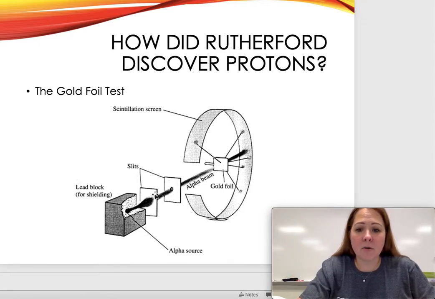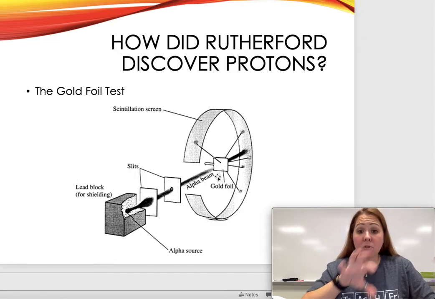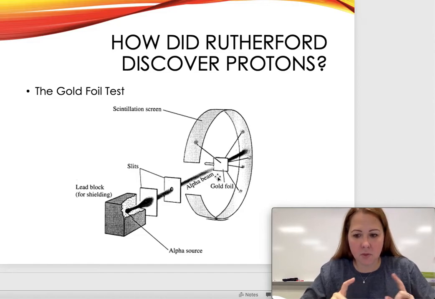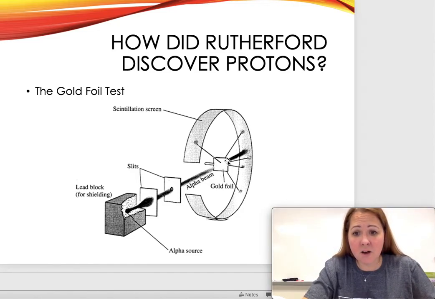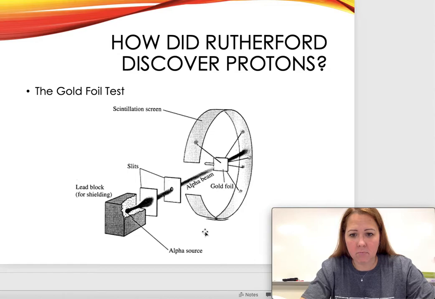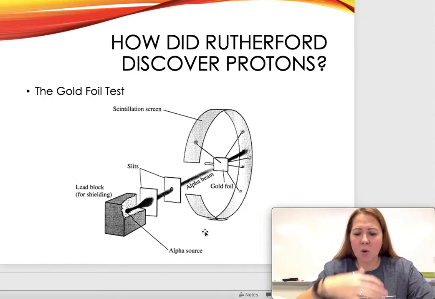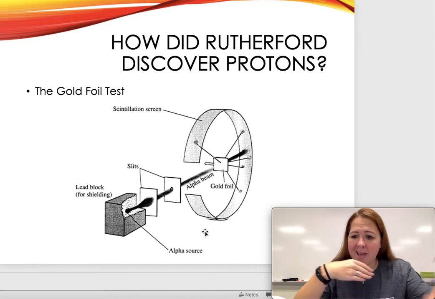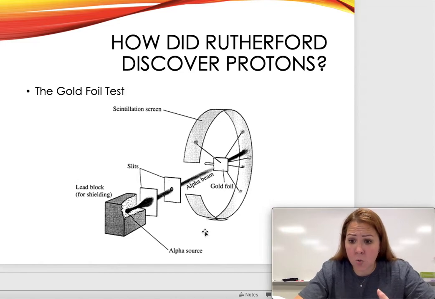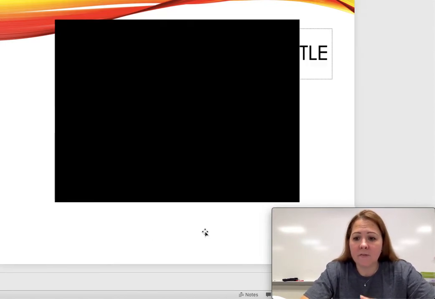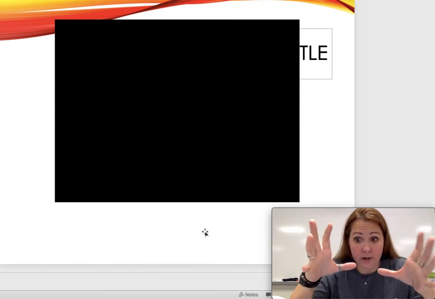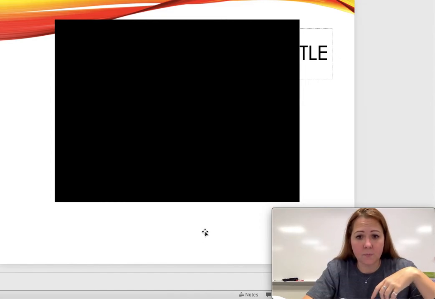So he shot the alpha particles at the piece of gold foil. Most of the energy passed all the way through with no problem. That was great. The issue was that some of the alpha particles ricocheted away. That doesn't make much sense. Why would the majority of them go through, but then some of them hit something and bounce back? So with this gold foil test, he had to figure out what was going on there. This slide has a video of what I just said, so you're going to want to watch this one too.